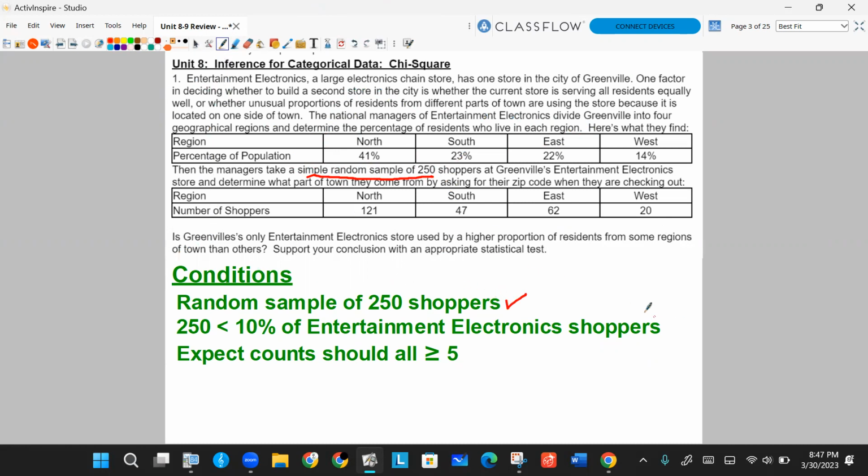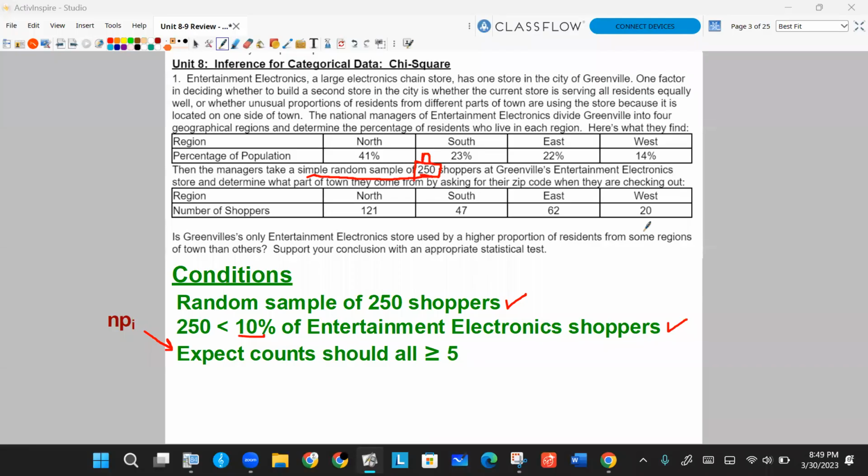Since we're sampling without replacement, you also want to check the 10% condition and basically say 250 is less than 10% of all the shoppers at Entertainment Electronics. We can assume that's true. You don't just say the expected count shall be at least 5. You have to check them. You have to calculate them. So if you know how to calculate them, do that real quick.